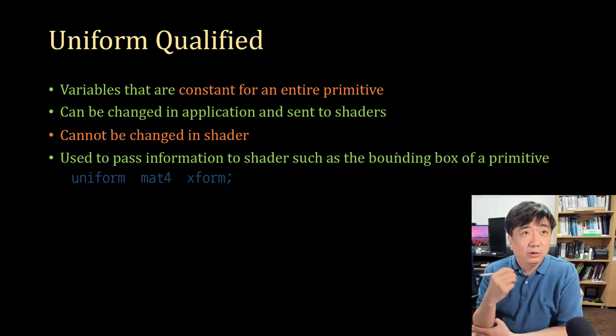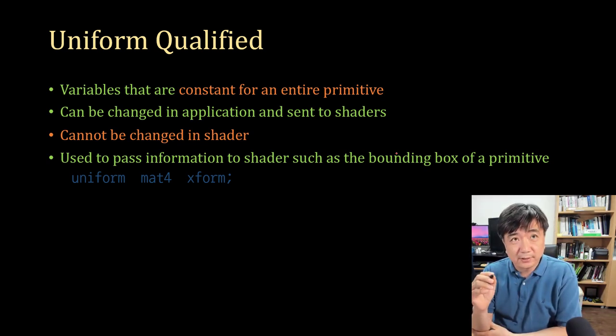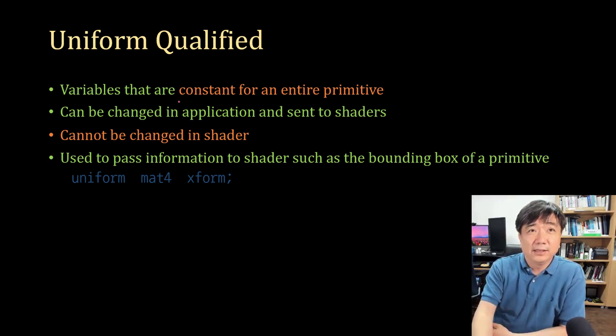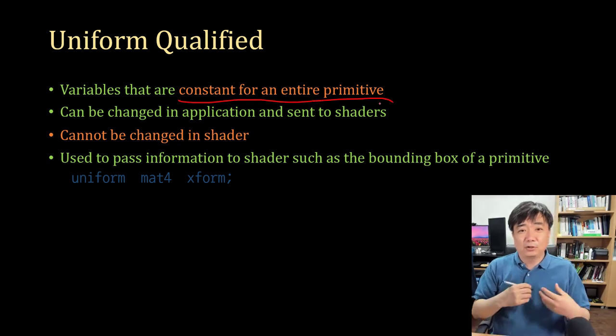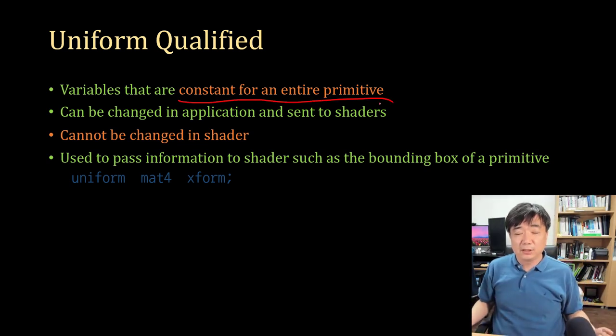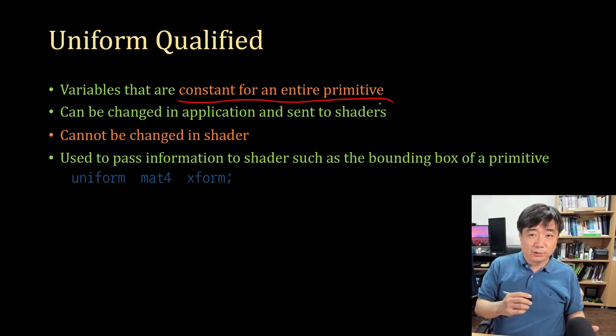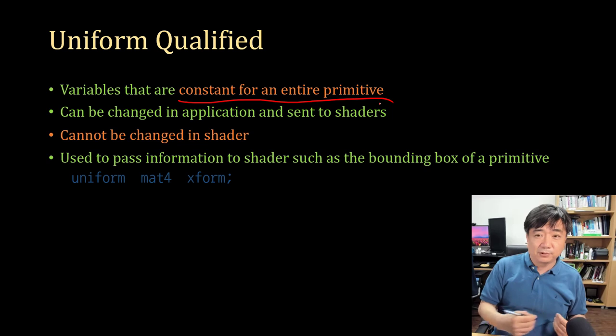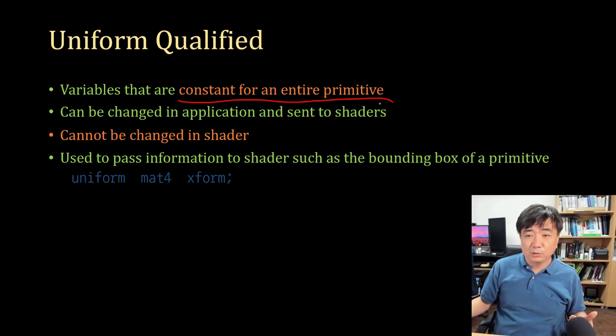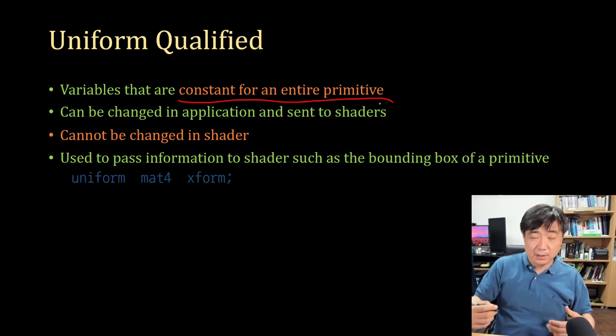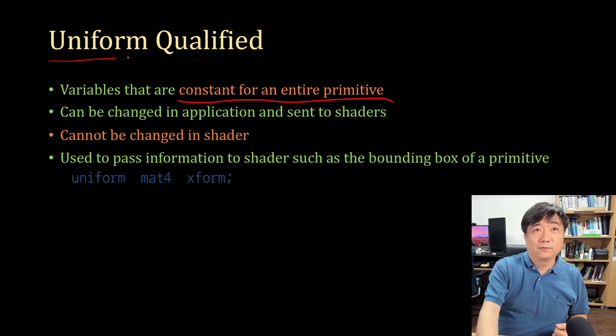Okay, uniform is used as some kind of constant. So the same value is copied to all processing units. The uniform value is copied into all processing units, the vertex shaders, the vertex processing units, and they have the same uniform value. The fragment shader, the fragment processing units, all units should have the same value.